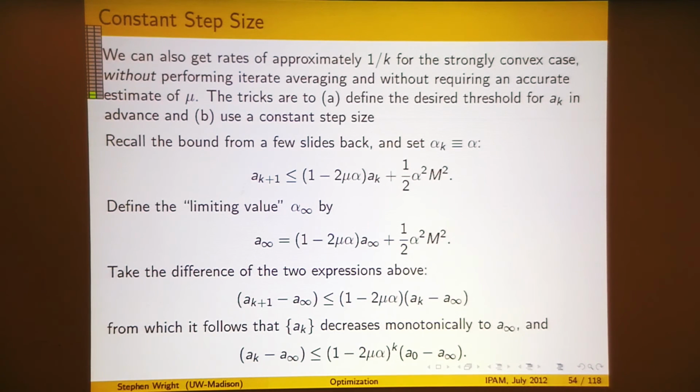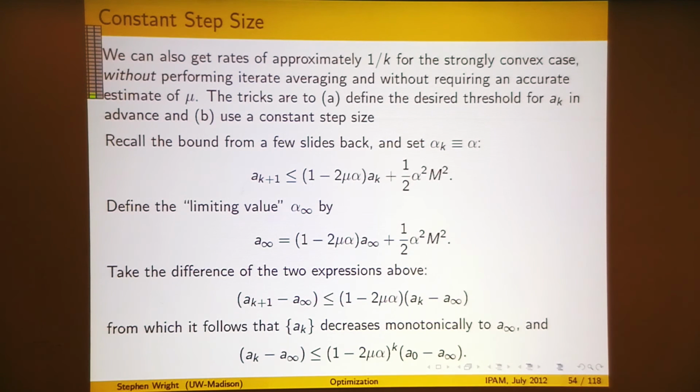And now let me just subtract this formula from this formula. So I'm subtracting A infinity from A_{k+1} on the left-hand side. On the right-hand side, I'm just subtracting this from this, okay? Now when I do that, the constant term cancels, it's gone, all right? The first term is now the scaling factor times the difference between A_k and A infinity.